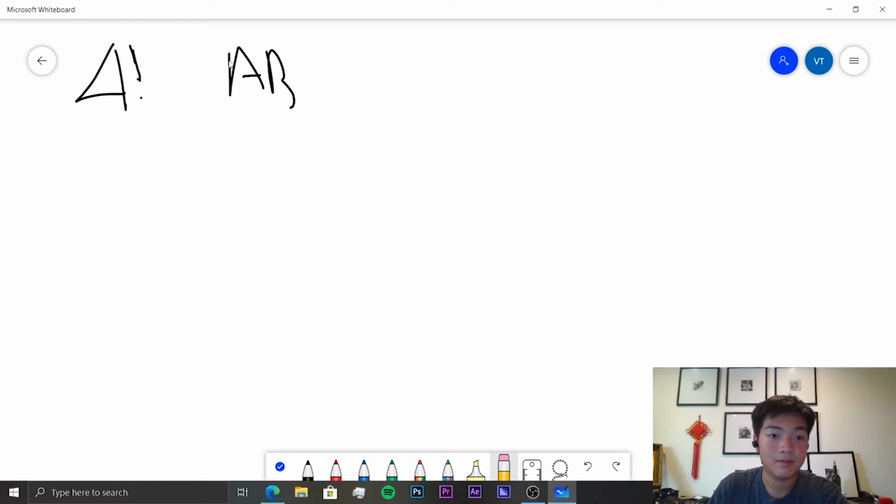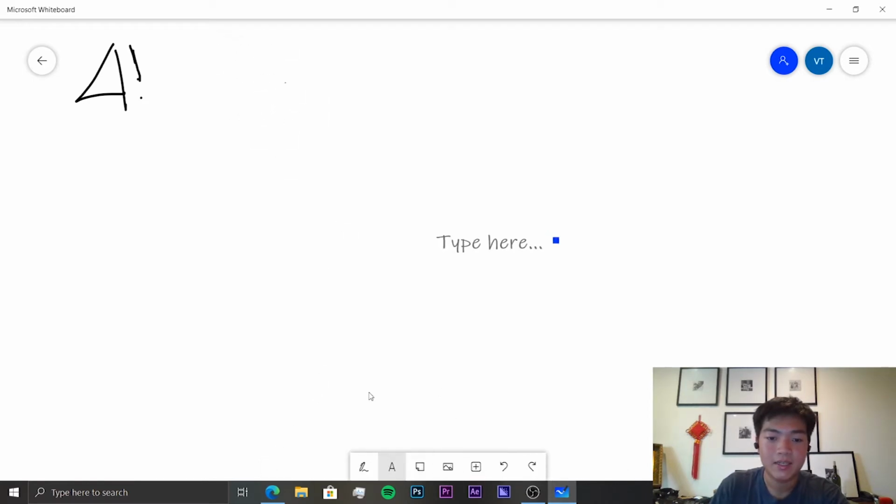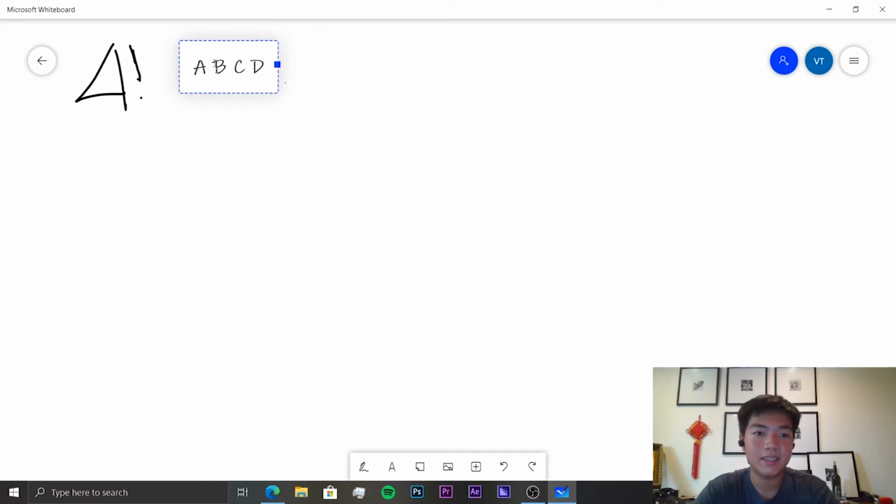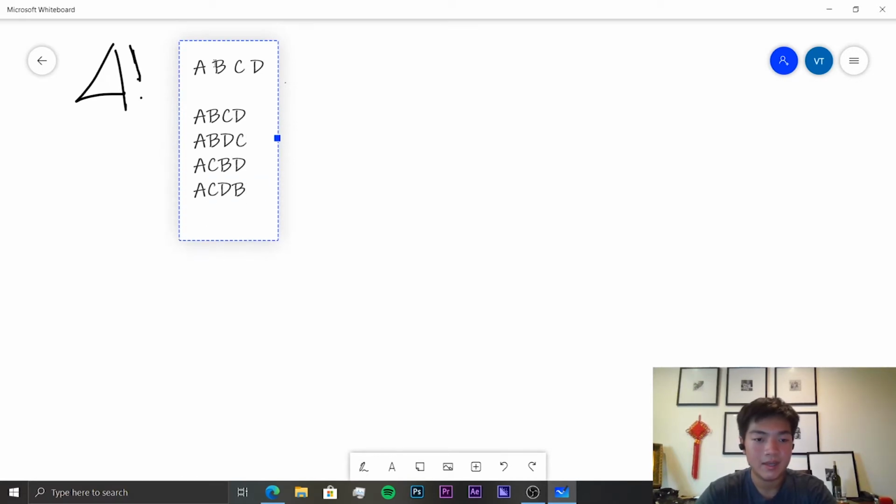Actually, this will be quite long to write out, so let's make a text. Say we have 4 letters A, B, C, and D, and we need to arrange them. How many ways are there of arranging A, B, C, and D? Well, we can go ABCD, ABDC, ACBD, ACDB, ADBC, ADCB, and so that's 6.